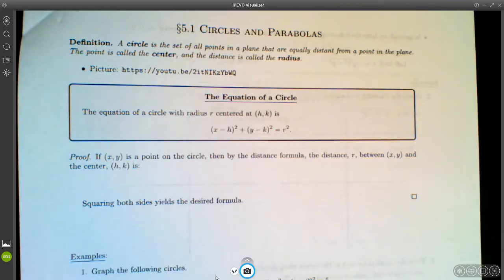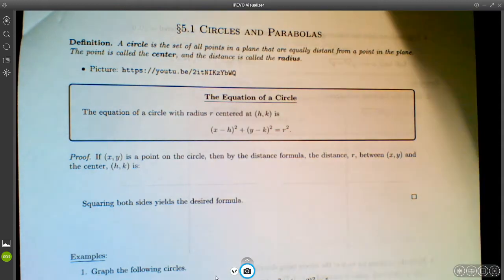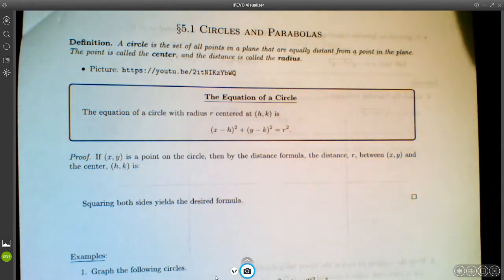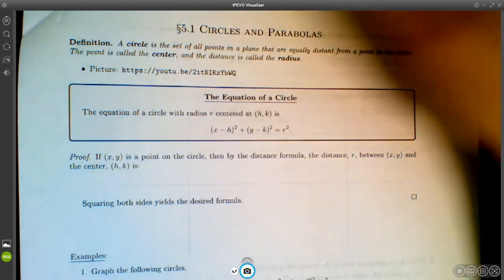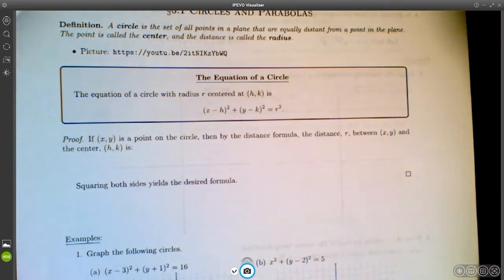All right. So 5.1 is about circles and parabolas. What we're going to do in 5.1 and 5.2 is go through each of the four types of conic sections. So in 5.1, circles and parabolas, and then in 5.2, ellipses and hyperbolas. And then in 5.3, we're going to talk a little bit more about them algebraically, how to tell them apart from one another and that sort of thing.